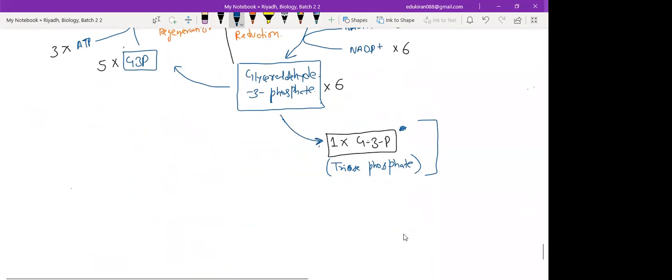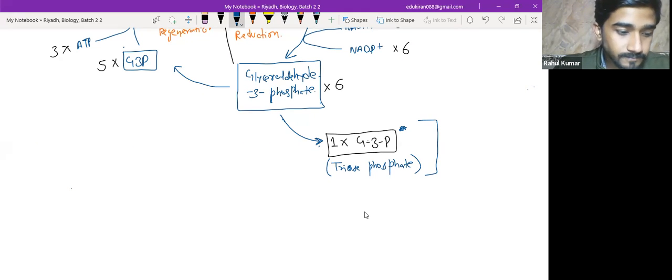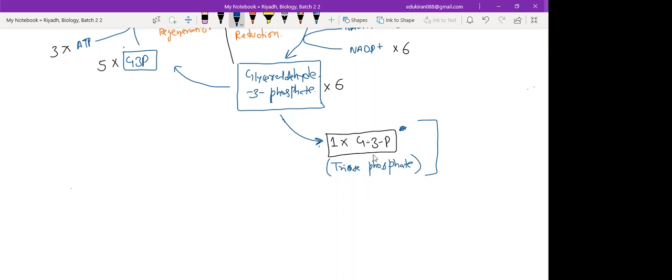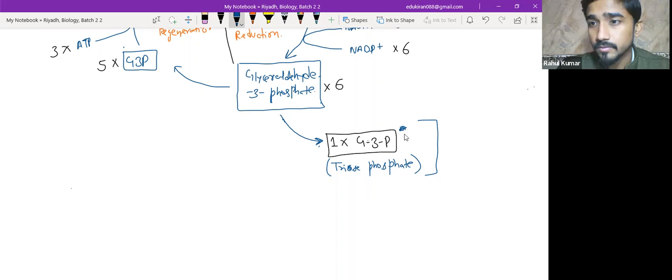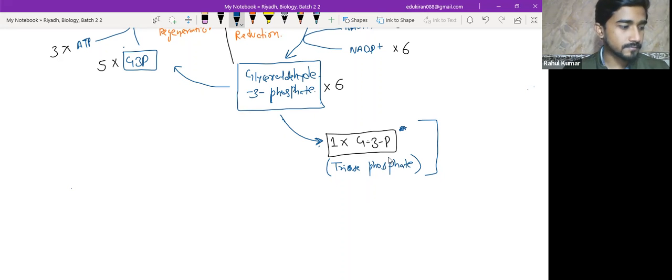Now, the question is, to make a glucose molecule, how many triose phosphates are required? 2. One is a 3 carbon molecule. So 2 will be a 6 carbon molecule. Okay. Done? Very good. So now write down C4 pathway.